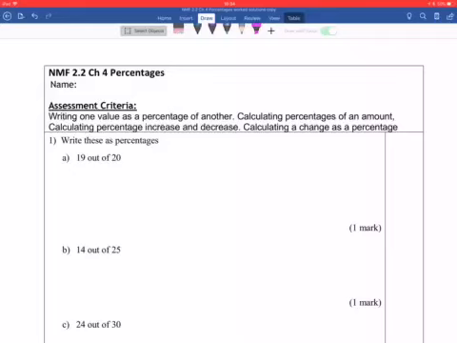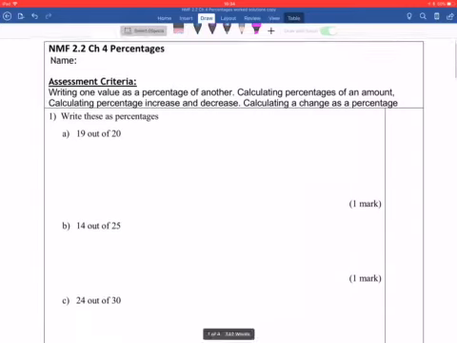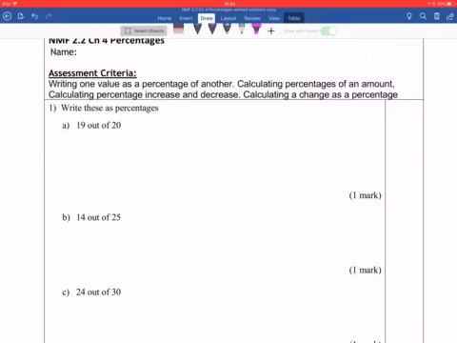Okay, so this is the percentages test that you did the other day. So let's have a look at it. As a percentage, we need to make it out of 100. At the moment, it's 19 out of 20. What you can do is either make that 100 by timesing by 5, and you do the same to the top, and 19 times 5 is 95%. So 95%.